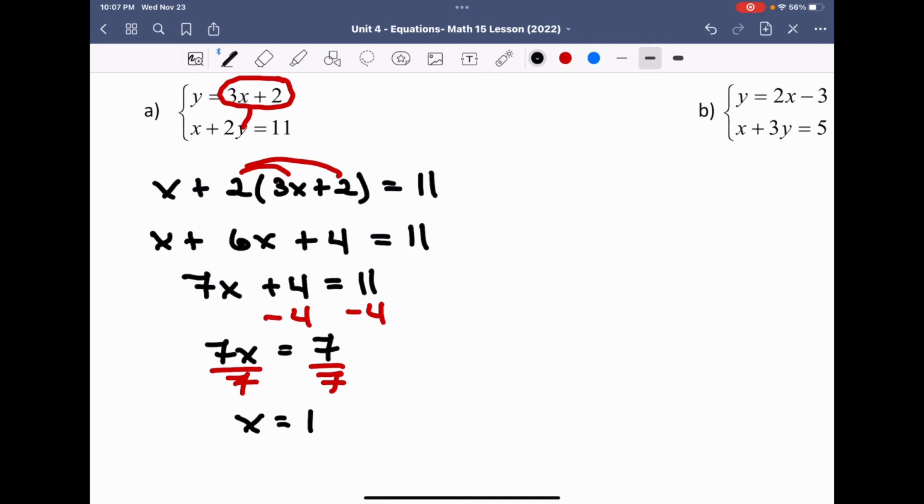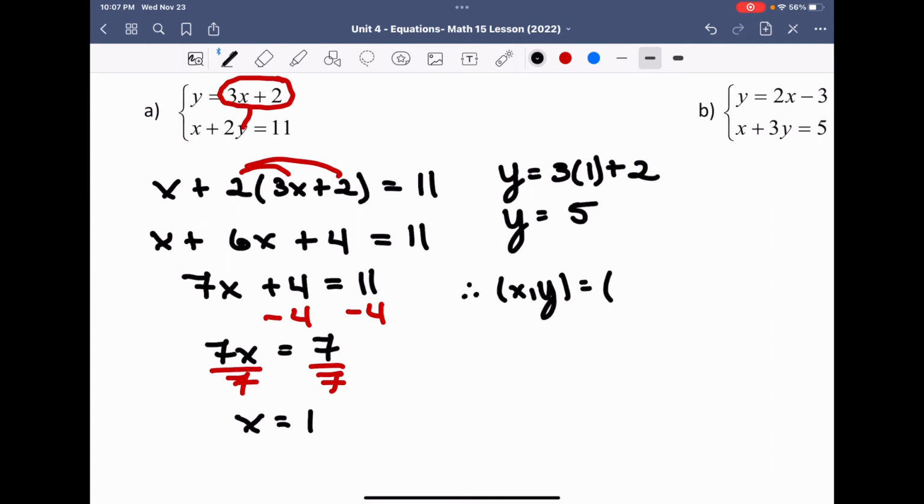We need to solve for the y. So we're going to go back up to this first equation that described y and say that y is equal to, we're going to substitute the value for x, which was 1. Therefore, y is equal to 3 plus 2, which is 5. And as an ordered pair, we say that x and y is equal to x first, so 1, y second.